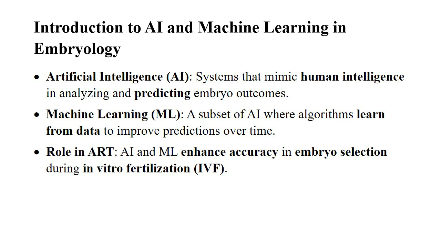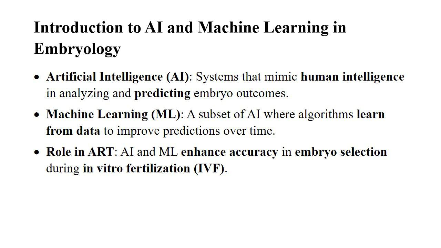1. Overview of artificial intelligence, AI, and machine learning, ML, in embryology. A. Artificial intelligence, AI. Artificial intelligence refers to systems or algorithms that can perform tasks typically requiring human intelligence, such as recognition, decision-making, and pattern detection. In ART, AI can analyze large data sets and provide predictions based on historical outcomes, clinical data, and embryo characteristics.